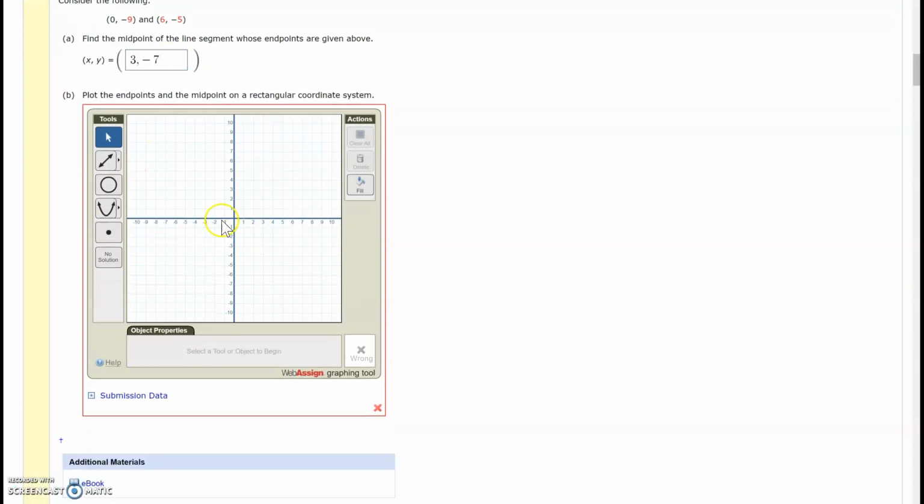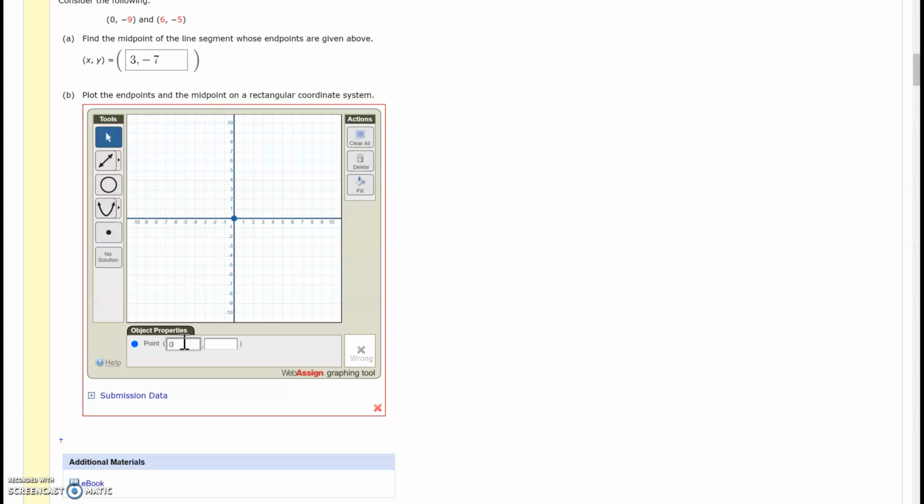What about this one? So this one says plot the endpoints and the midpoint on a rectangular coordinate system. Well, this is a rectangular coordinate system. All you got to do is just plot the endpoints and the midpoint. So what you're going to do, do not click on the line segment. That's not what they want. They just want you to plot the points. So I'm just going to click on the points. And then here you can write down all the points.